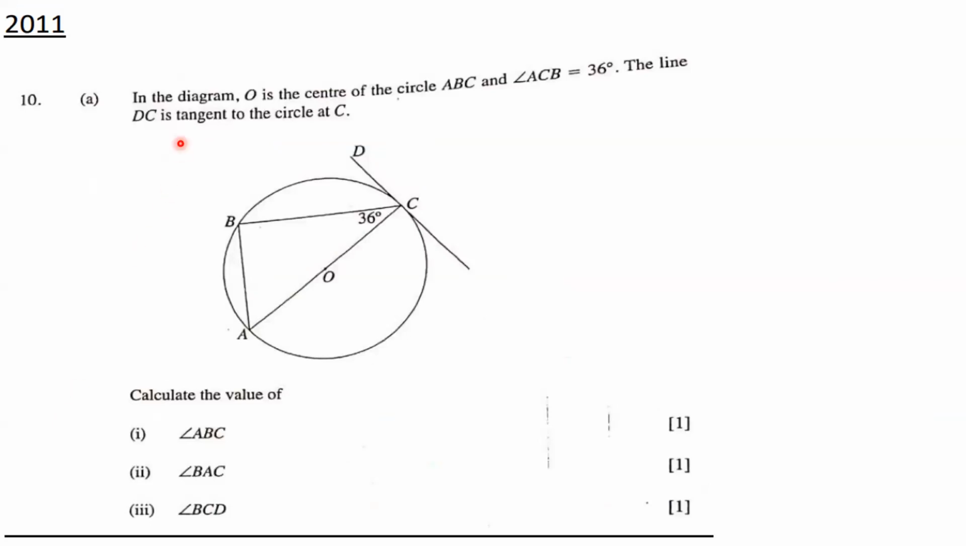It says in the diagram O, which stands for origin, is the center of the circle ABC, and angle ACB equals 36 degrees. The line DC is tangent to the circle at C. So we want to calculate the value of angle ABC.